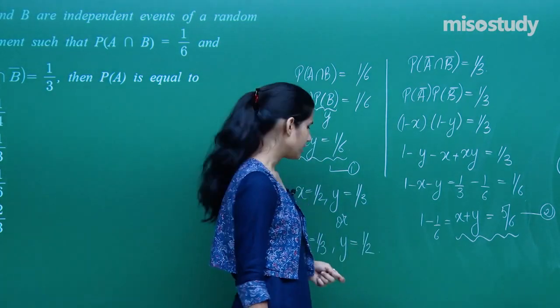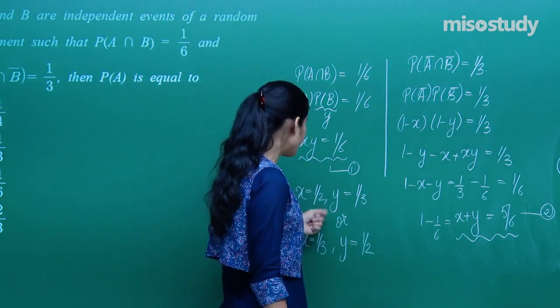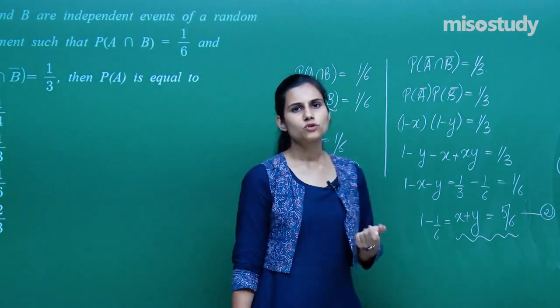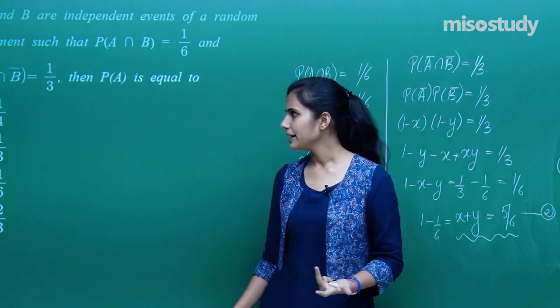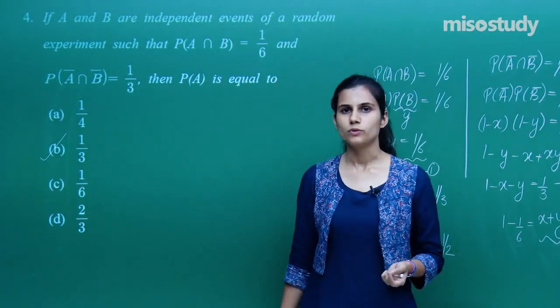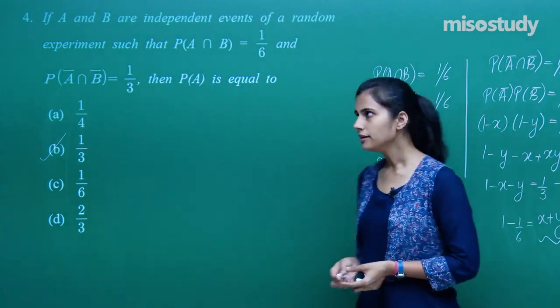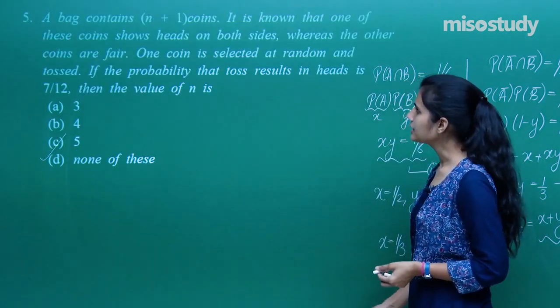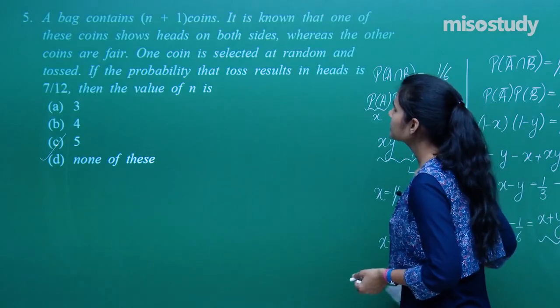Okay. So that's what you get, and therefore X is my probability of A. So probability of A is either 1 by 2 or 1 by 3 depending upon the options given. So probability of A according to the options will be 1 by 3. Clear? Next question says that there is a bag which contains n plus 1 coins.